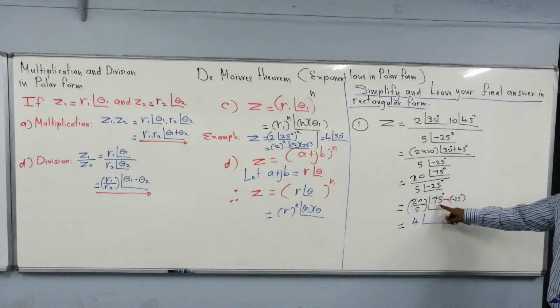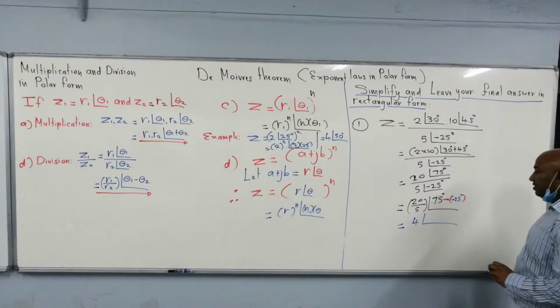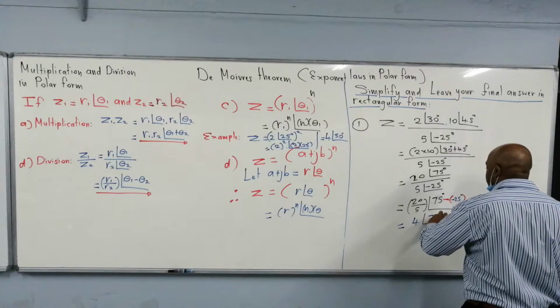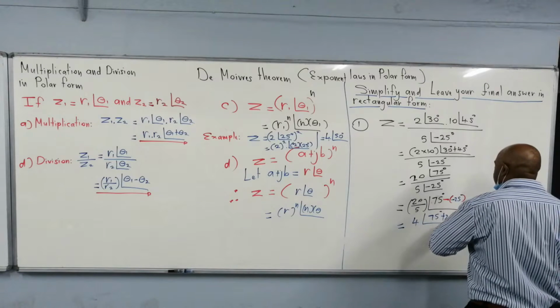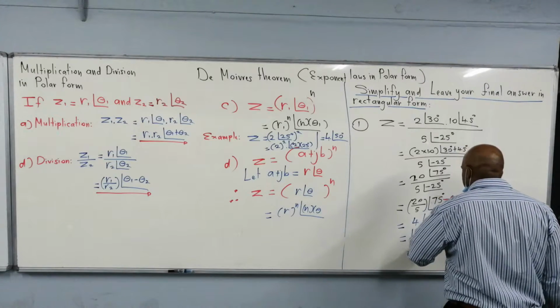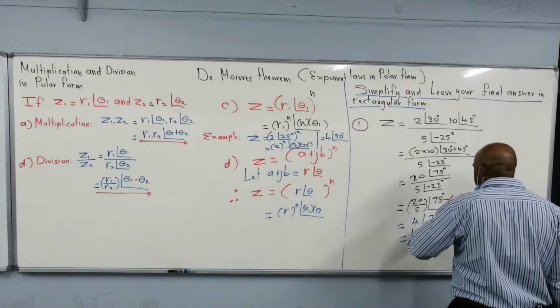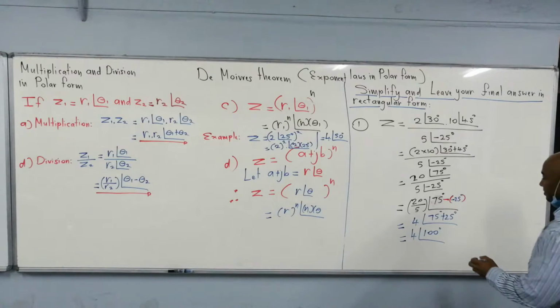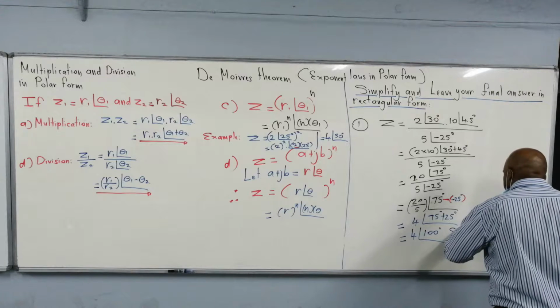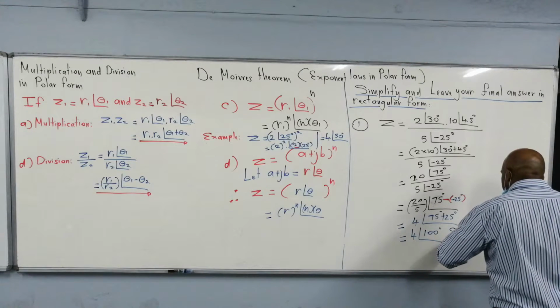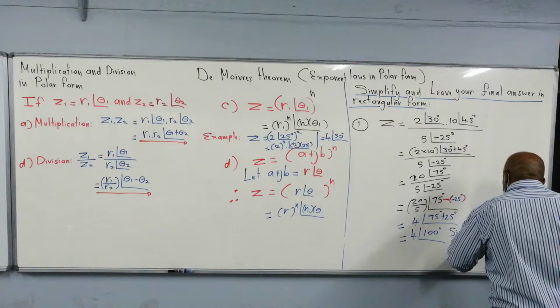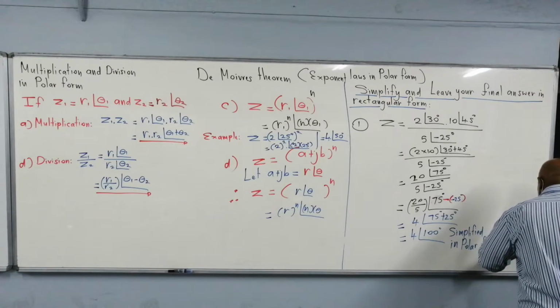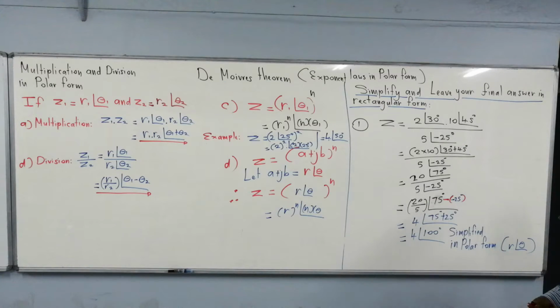And then I've got 75 plus 25. Because a negative times a negative is positive, that's going to be 75 plus 25 degrees. So that's going to be 4, and that's going to be 100. So at the moment, it's simplified. What have we done now? We've simplified it into just one R value, one theta value.